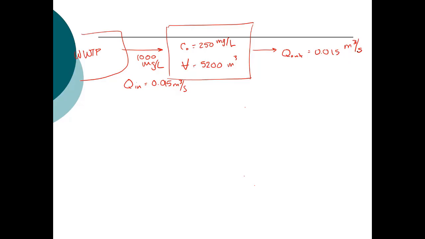The system boundary doesn't include the wastewater treatment plant. If I had written a different problem, the system boundary perhaps could include the wastewater treatment plant, but it didn't. So the system boundary is just around the lagoon. And this is our control volume in the lagoon.